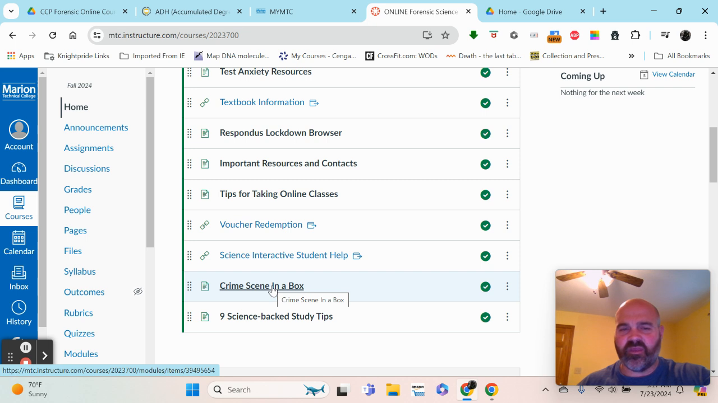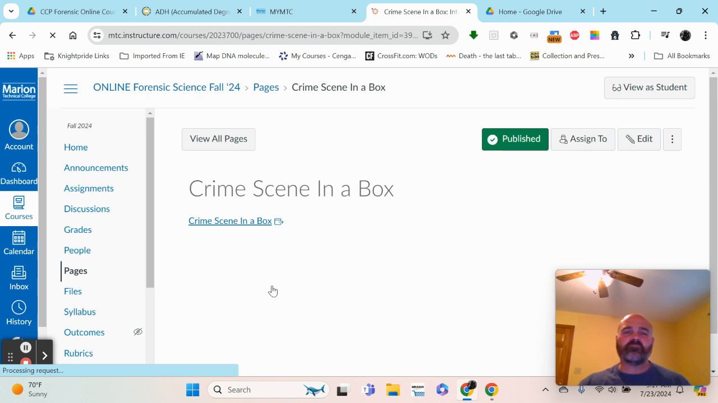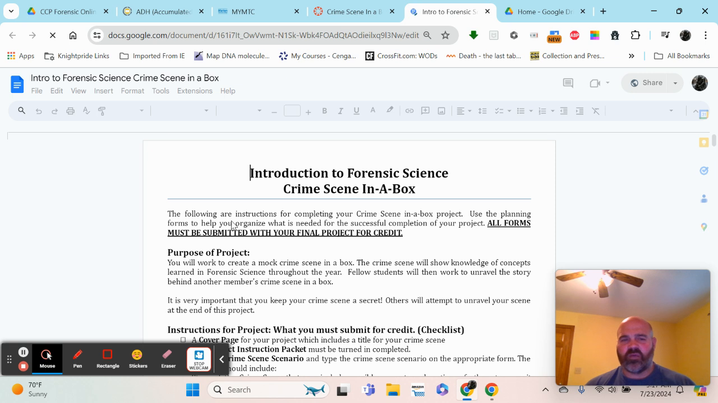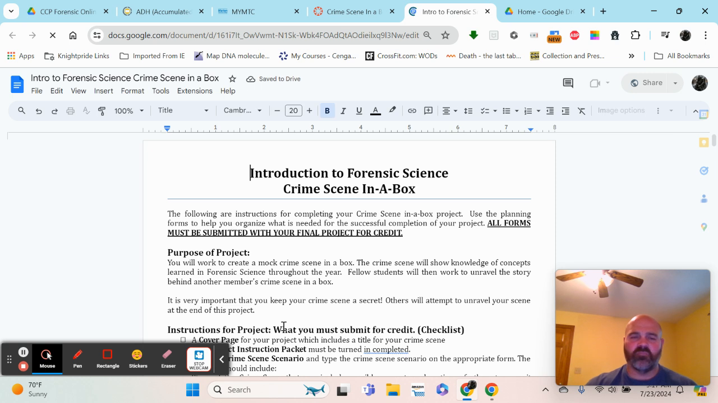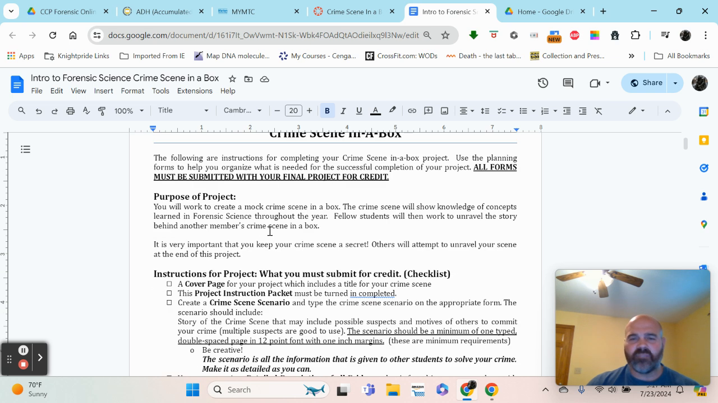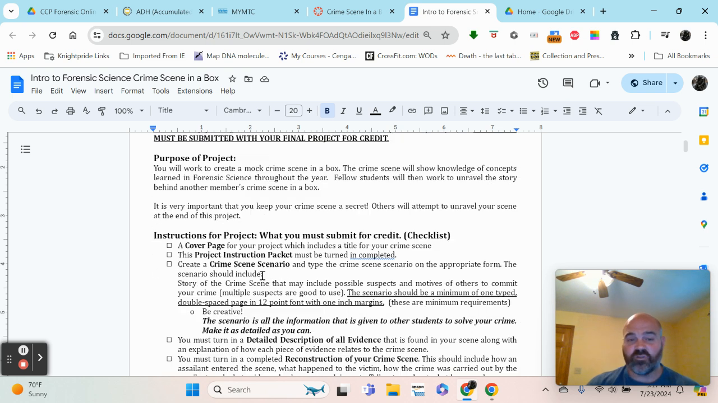Remember, that was the thing that had populated. So the crime scene in a box. This is something that will go on for much of our semester. It doesn't take the whole semester, but it takes a good chunk of it. So what I've done, I tried to spell out or at least explain what you are going to be doing. It gives you a checklist in terms of what you're going to need to do to be as successful as possible.